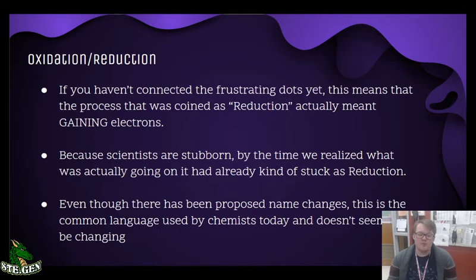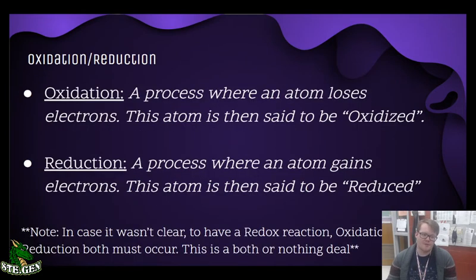And there's been a whole bunch of times where people have proposed changing the name to something that makes more sense. But chemists today still use oxidation and reduction, and there doesn't seem to be any changing of it. So our final definition here is that oxidation is a process where an atom loses electrons. The atom is then said to be oxidized. Reduction is a process where an atom gains electrons. That atom is said to be reduced.